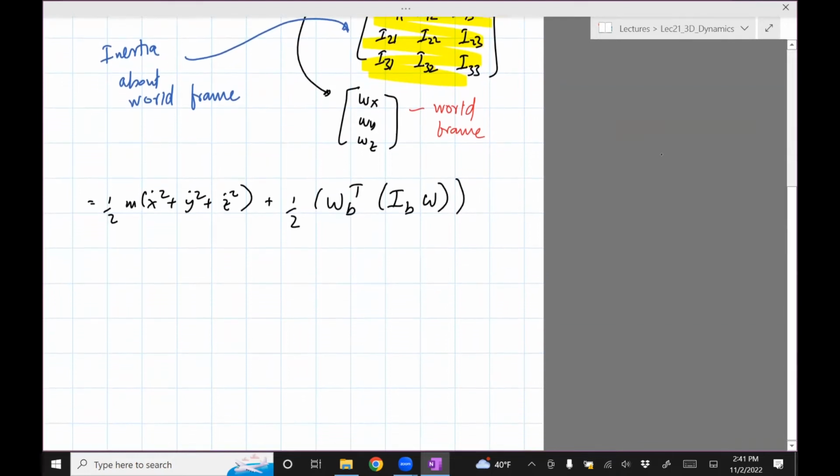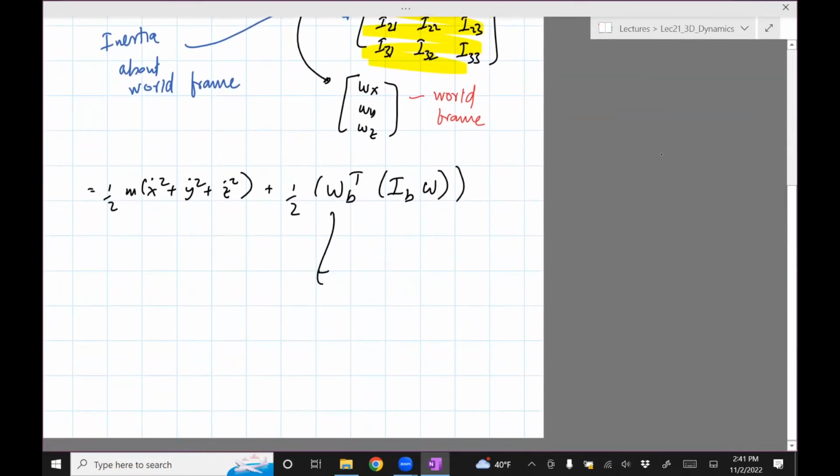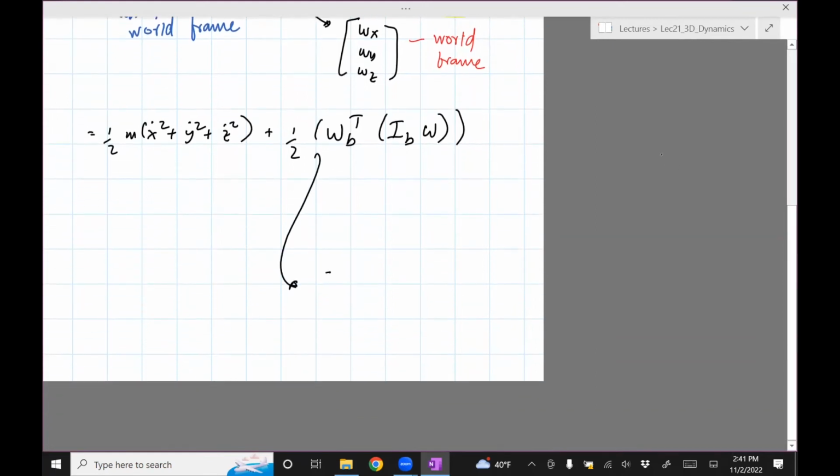where this is now omega bx, omega by, omega bz. And if you choose well, I'll just write the general form. Let's call this IB, with entries IB11, I12, and so on.